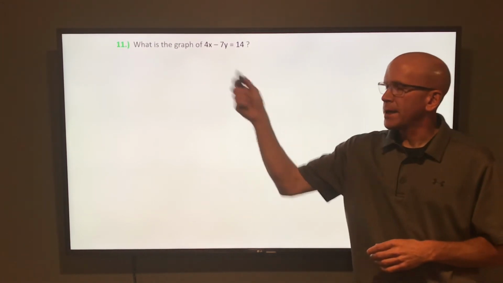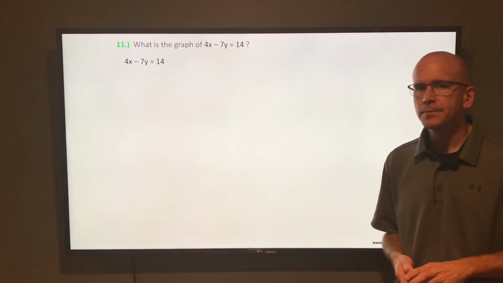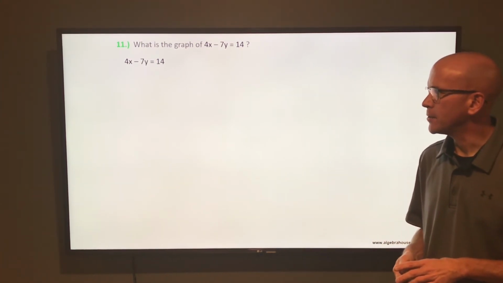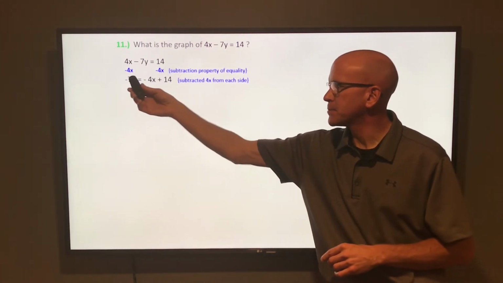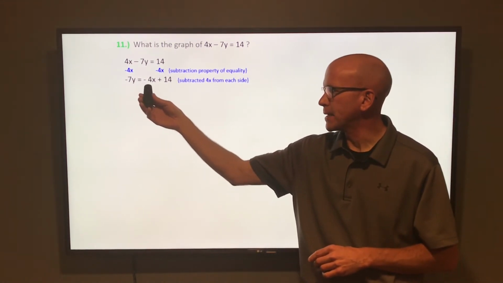What is the graph of 4x minus 7y equals 14? I'm going to get this in slope-intercept form. Use the y-intercept and the slope to graph this equation. So to get this in slope-intercept form, you need to move the 4x to the right side by subtracting 4x from each side. If you do that, you get -7y equals -4x plus 14.